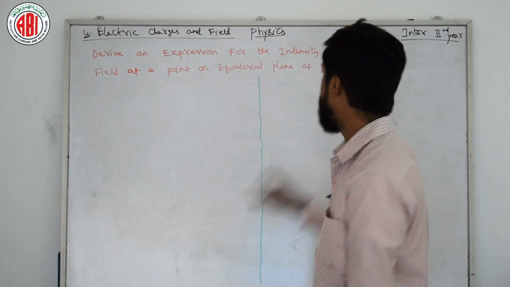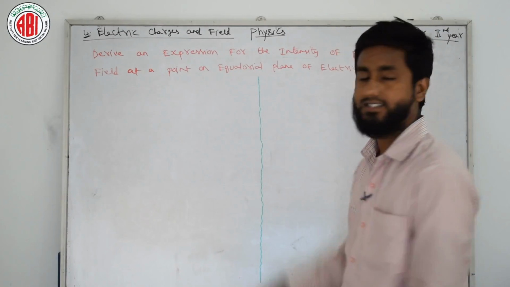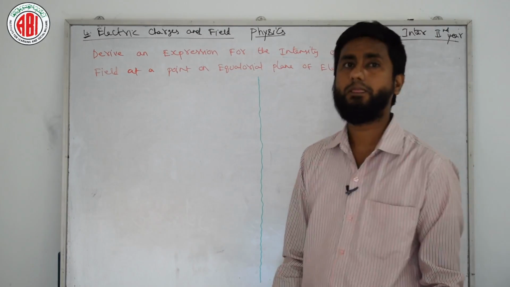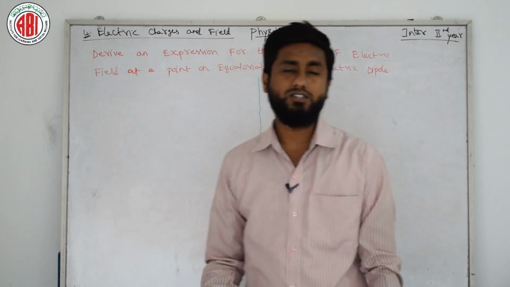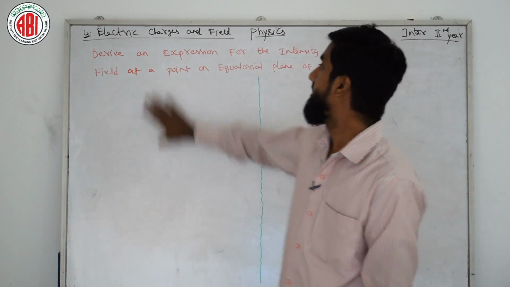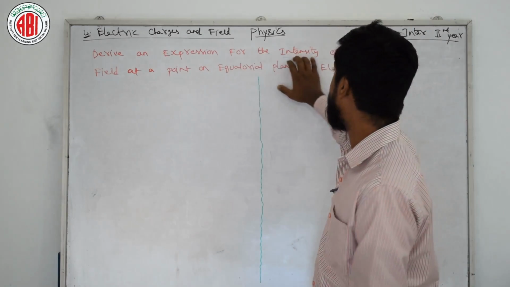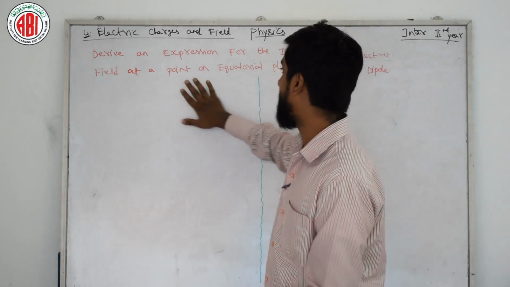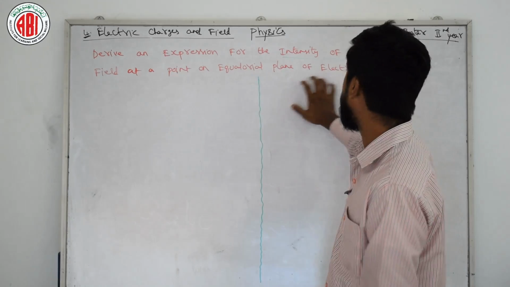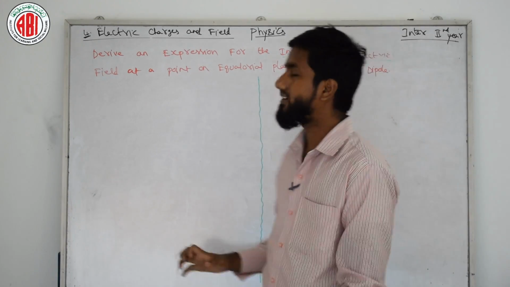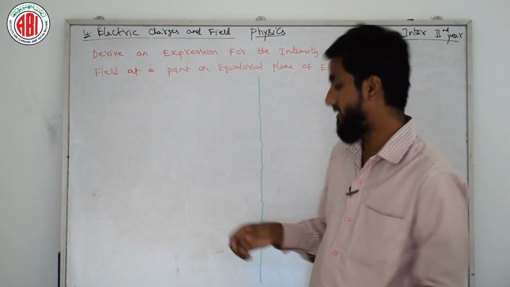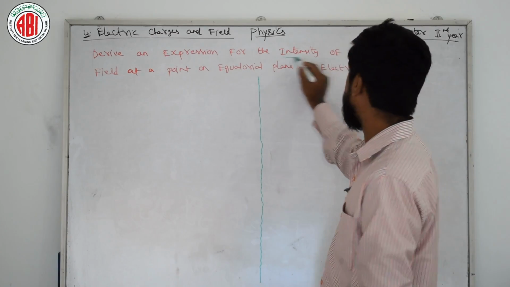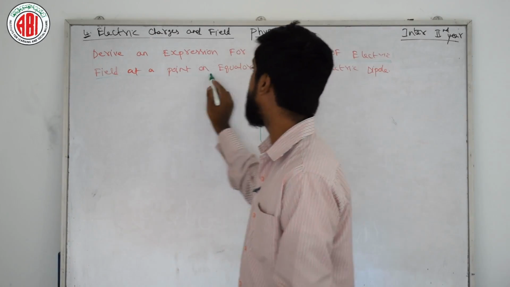Today we are continuing our class 12 intermediate physics. Chapter number 4, electric charges and field, and our today's topic, as you can see on the board: derive an expression for intensity of electric field at a point on the equatorial plane of an electric dipole. What does it mean? We are going to derive an expression for the intensity of electric field at a point on the equatorial plane.